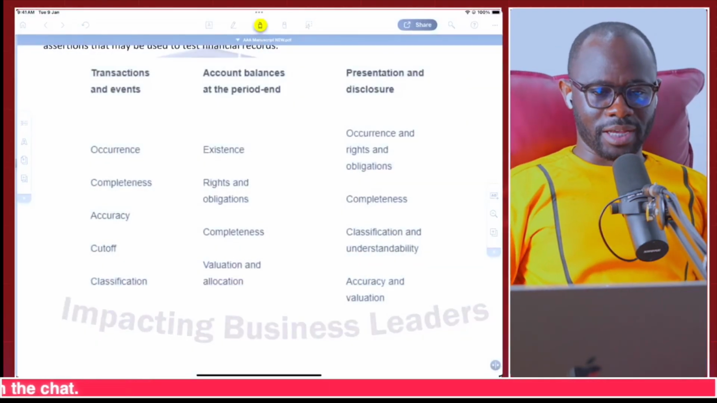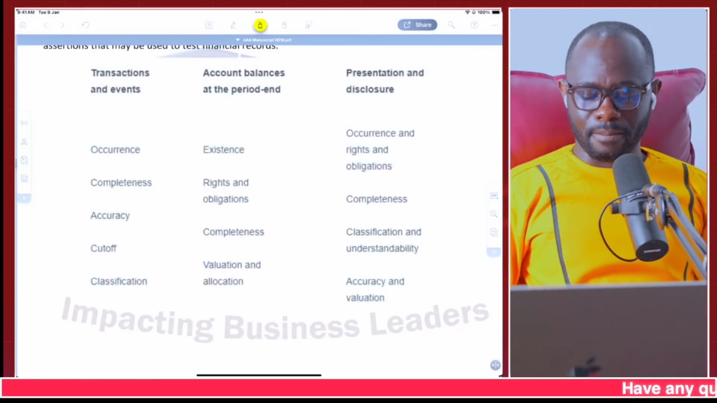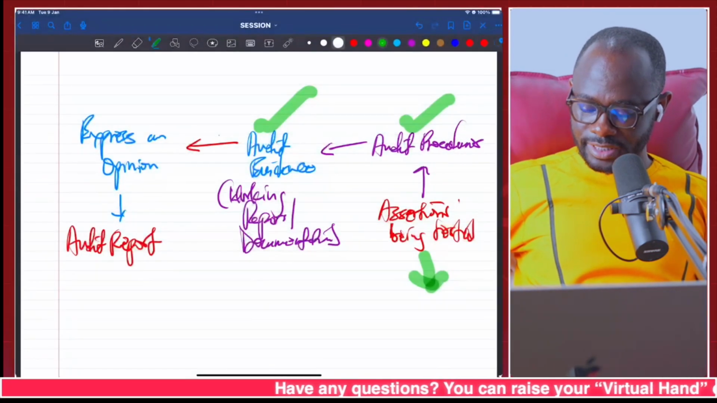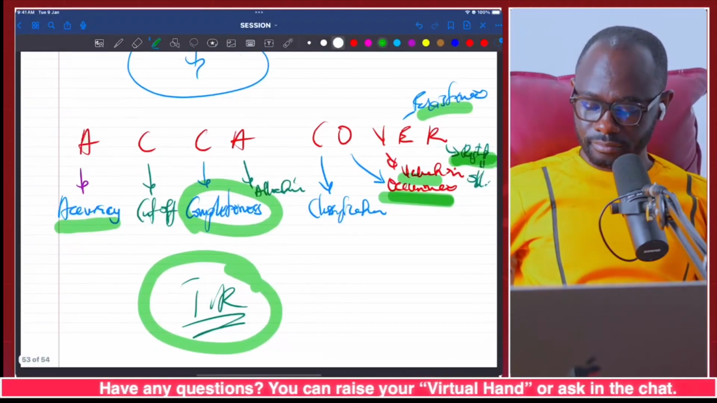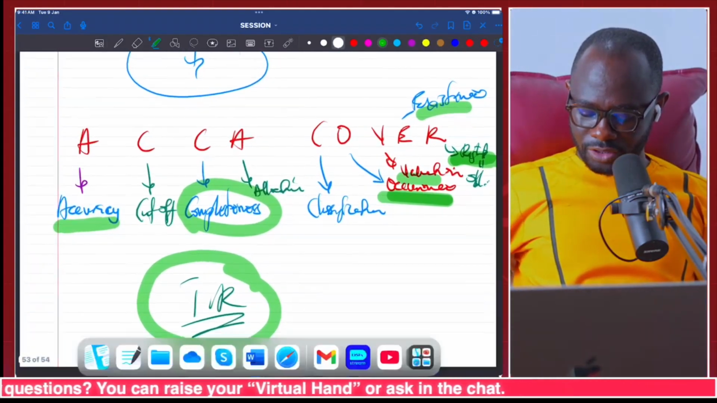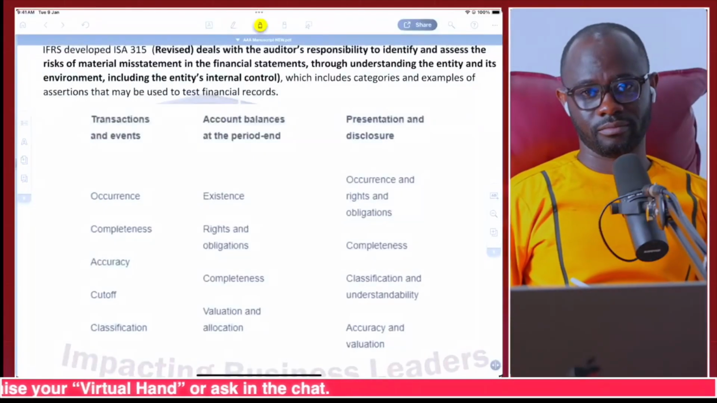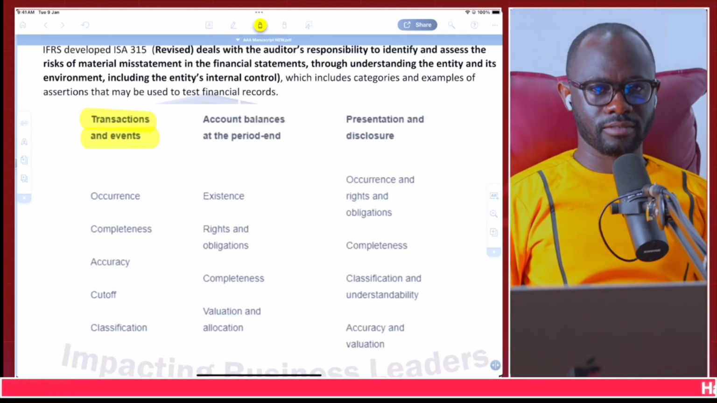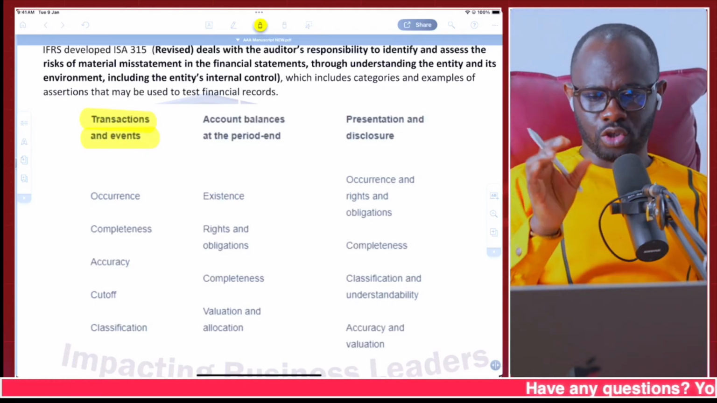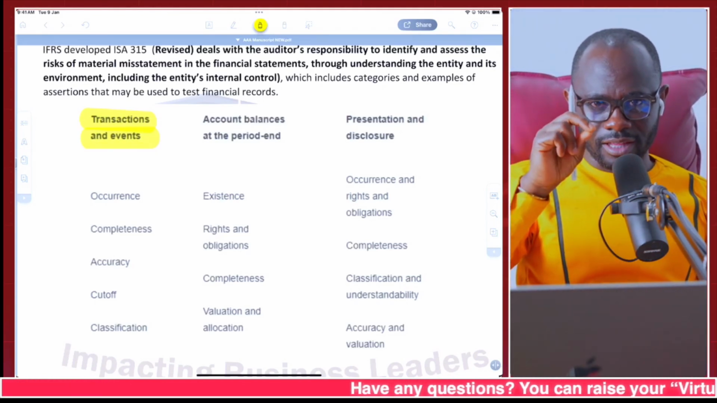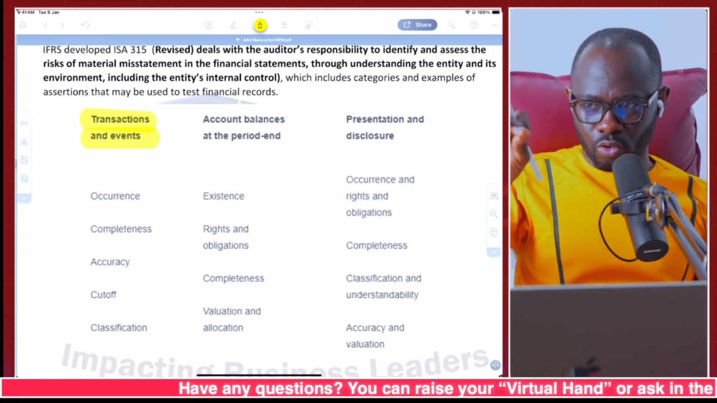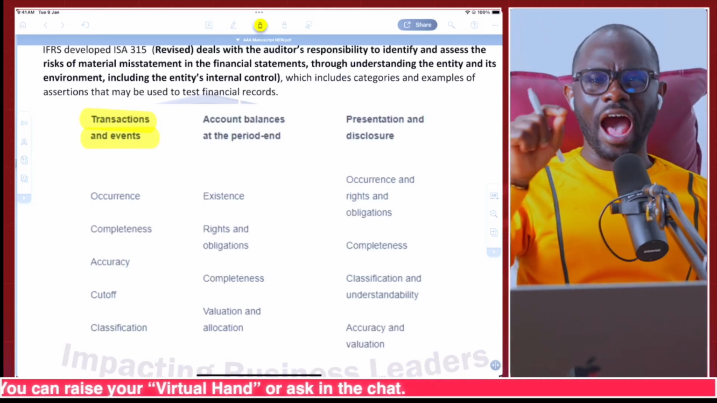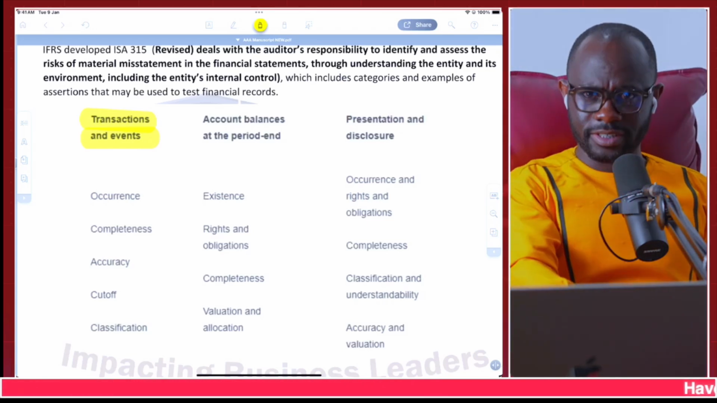So come back into my slide. Let's do some crystallization there. So the assertions, as I mentioned here, the ACCA cover, okay, divided into three major groups. So we have what we call transactions and events. Stay with me. Again, so when you read the subject matter that you are about to audit, is it a transaction or an event? That's the first category.